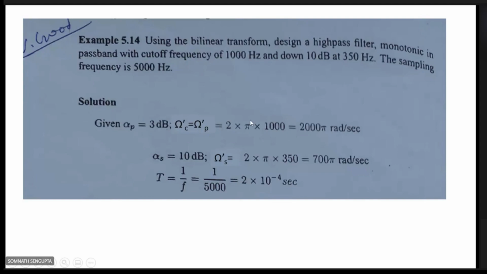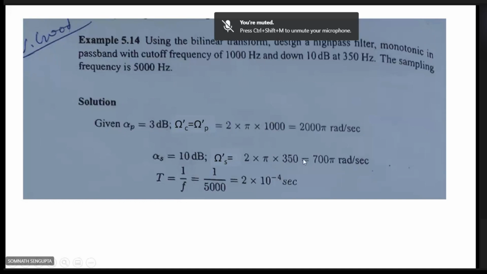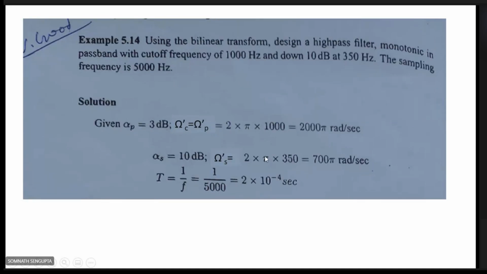So we are converting it into omega. Absolute frequency is f, so we are converting into omega, that is radian. So it is multiplied with 2 pi. Then similarly, the stop band frequency is converted into radians, multiplied with 2 pi, and sampling frequency is considered as 1 by 5000, so 1 by 5000 hertz.